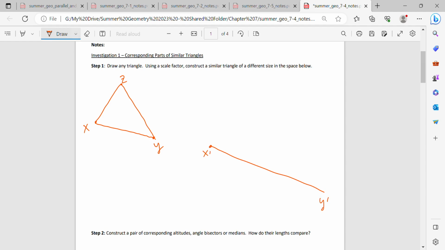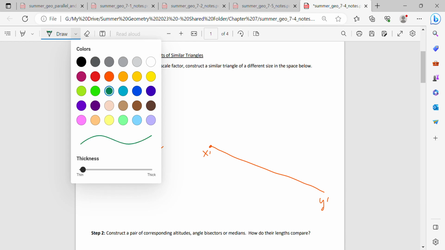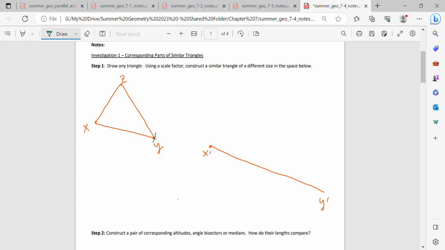I'm going to set my compass to the distance of segment XY. And the Y prime shouldn't be there yet. I'm going to swoop twice the distance of segment XY, and that's where I set my Y prime. Actually, I'm going to copy angle X. That's actually going to be my plan here. I'm going to copy angle X.